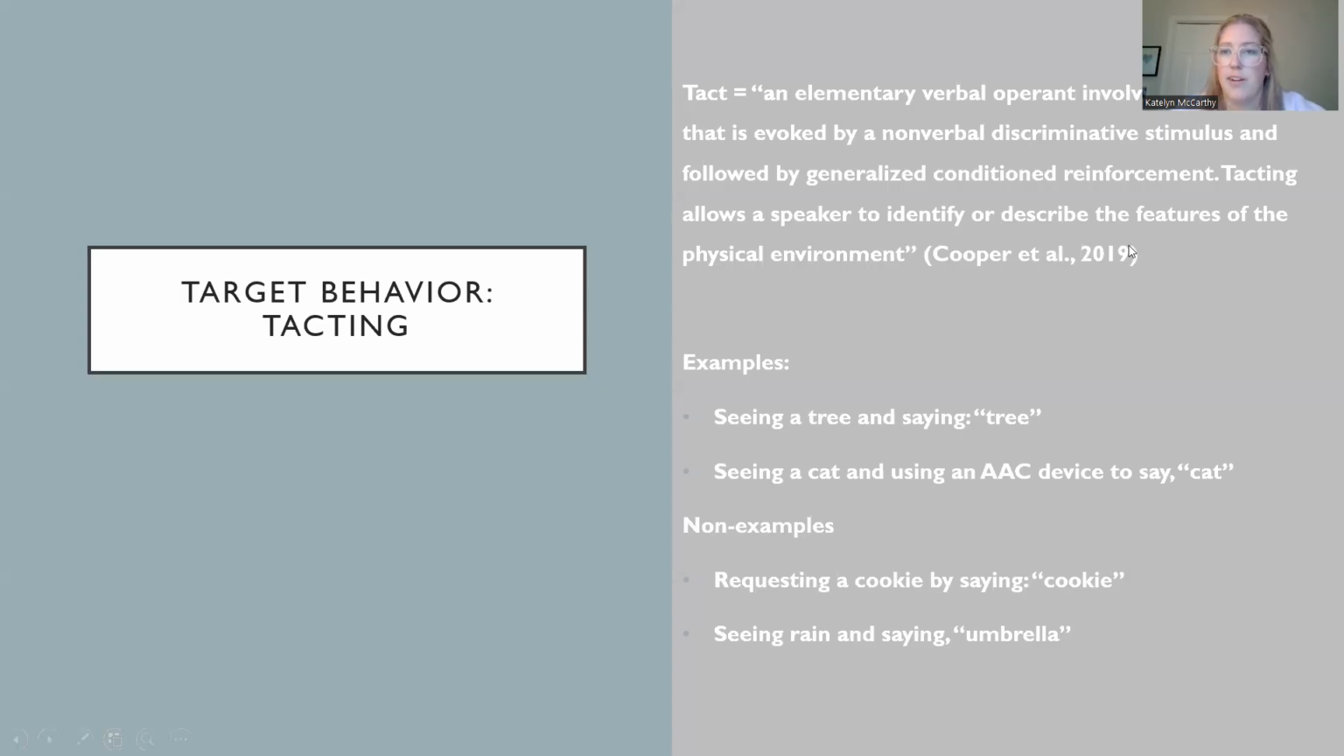The target behavior that we will be focusing on today is tacting. Tacting is one of the verbal operants that involves a response evoked by a nonverbal discriminative stimulus and is followed by generalized conditioned reinforcement. Tacting allows a speaker to identify or describe the features of their environment.